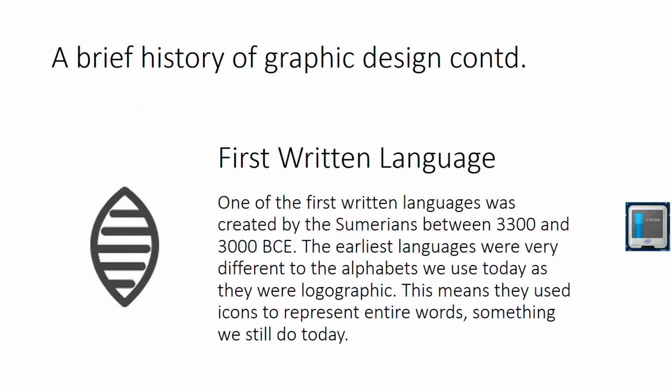Now the first written language was created by the Sumerians between 3300 and 3000 BCE. The earliest languages were very different to the alphabets we use today, as they were logographic. This means they used icons to represent entire words, something we still do today. So this is when the first written language was coined. It's all part of the development of graphic design.